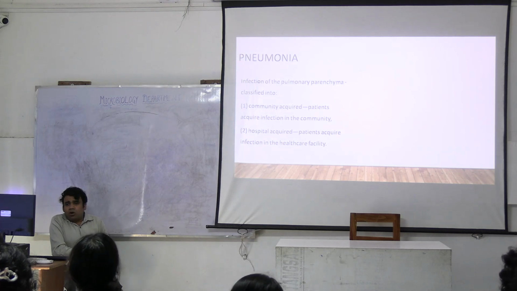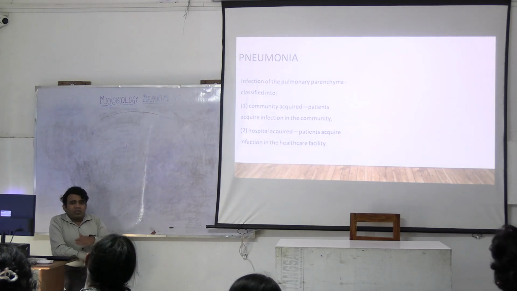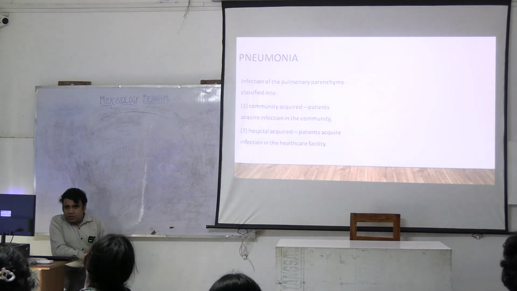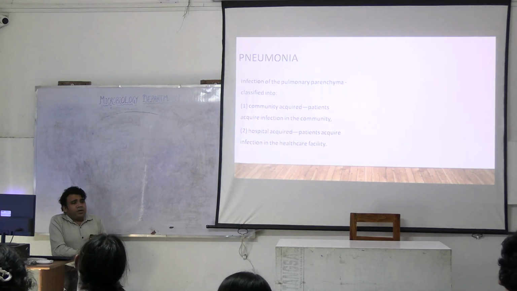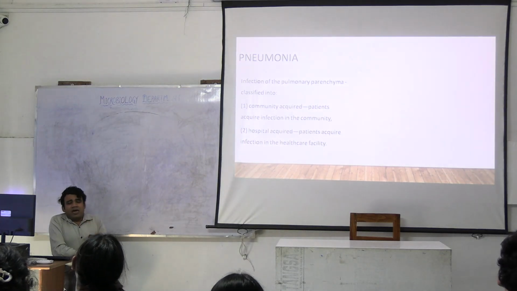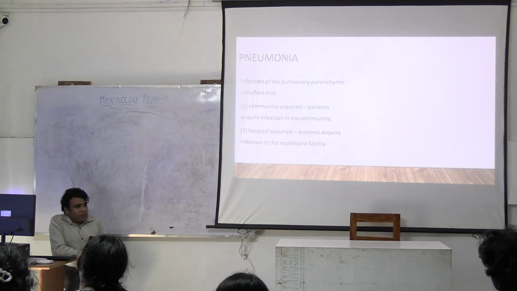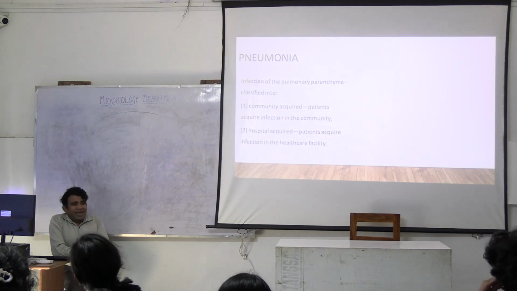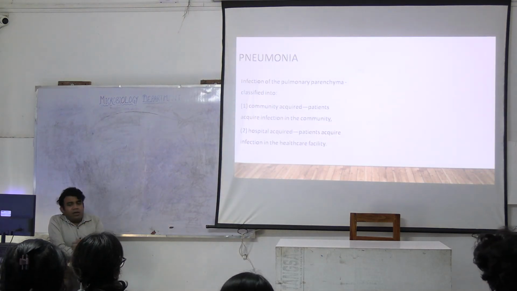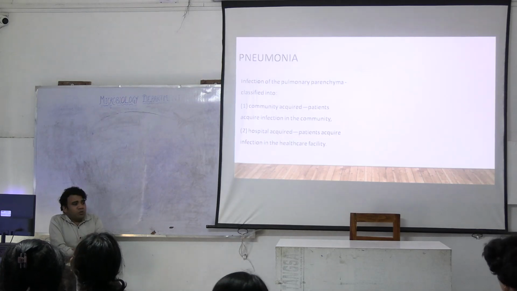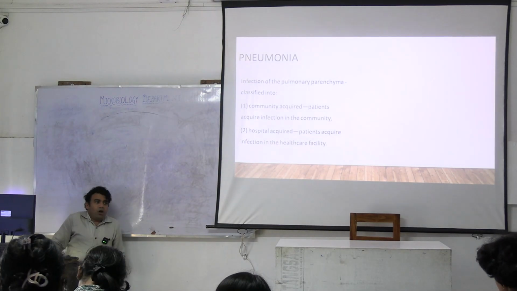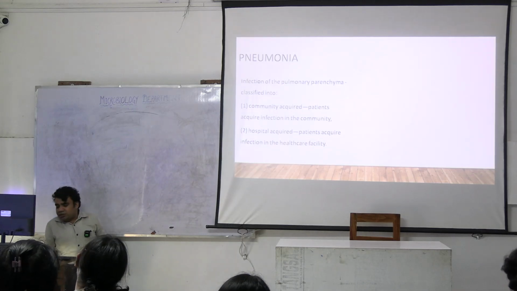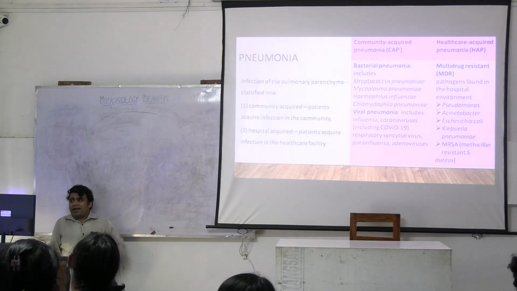The first type is community acquired or hospital acquired or healthcare associated. The logic is very simple. Community acquired means the patient has acquired the organism from the community. Some particular organisms are prevalent in the community, whereas hospitalized patients are exposed to a different set of organisms. So based on that, we divide into whether the disease is acquired from the community or from the healthcare setting.